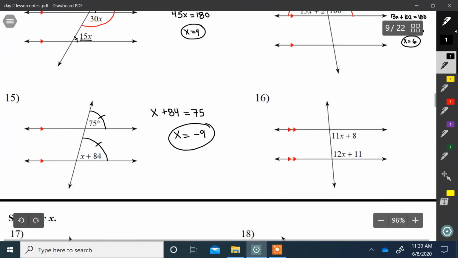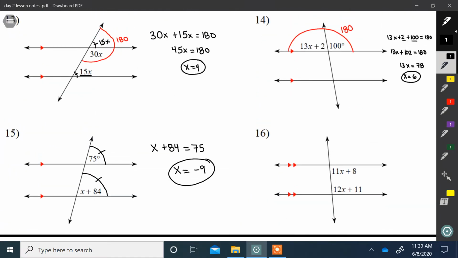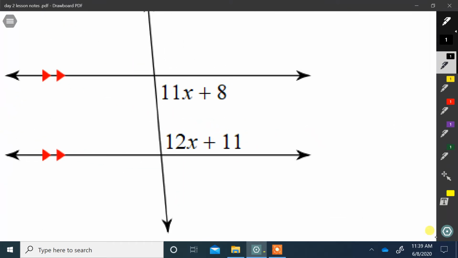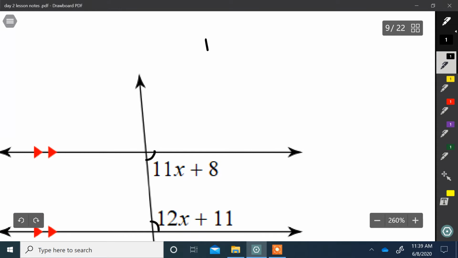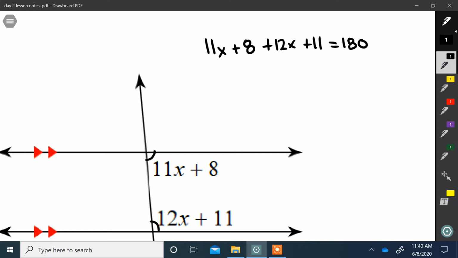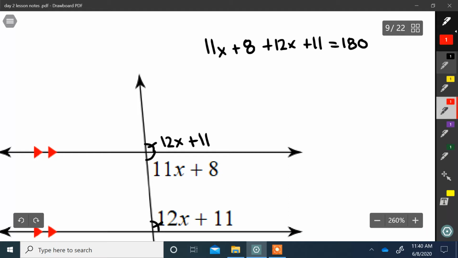I hope these ones are starting to feel a little bit easier for you now. Take a look at this one here. This one, we've already seen those before. Those are going to add up to 180. So we have 11x plus 8 plus 12x plus 11 is going to equal 180. Okay. Why do they add up to 180? Well, this is congruent to that right there. So this is also 12x plus 11. And we said that all of that is 180.